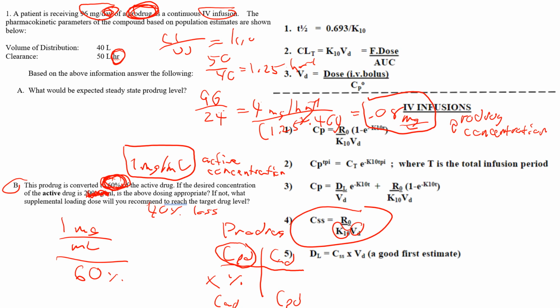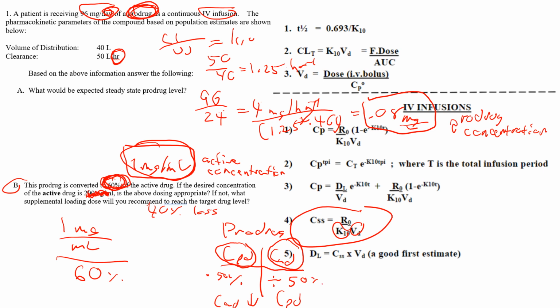So let's say this is like 50%. If we multiply by 50%, it's going to be smaller. And this makes sense, right? Because we lose some of our prodrug, so the active drug concentration is going to be lower. Now, if we're given the concentration of active drug, this is what we are given, this 1.1 milligram per milliliter, we divide by our percent. So we divide by 50%.